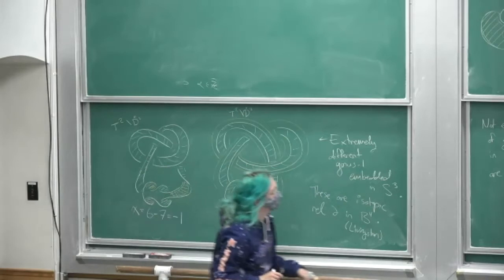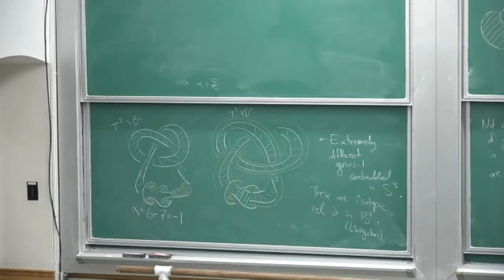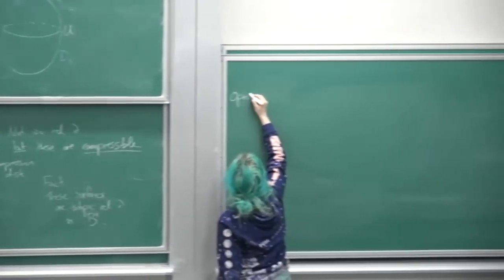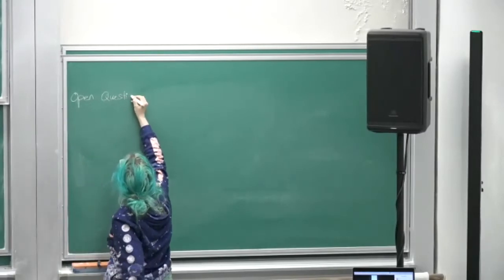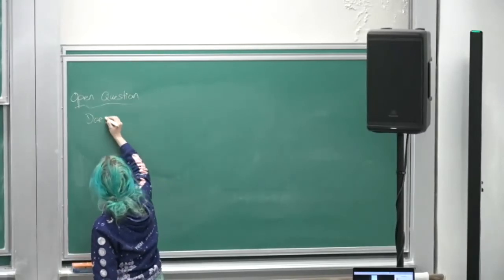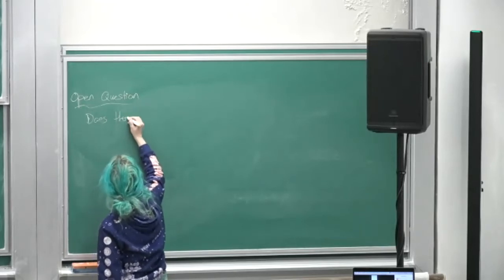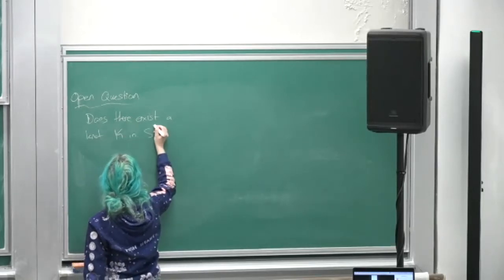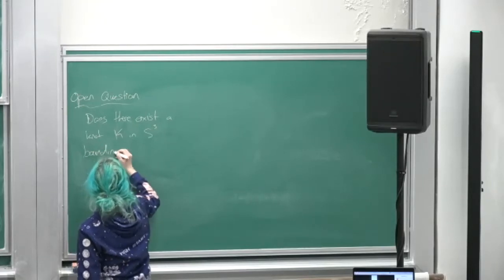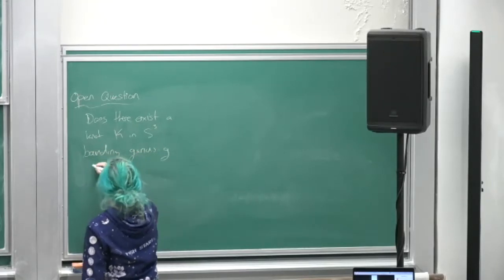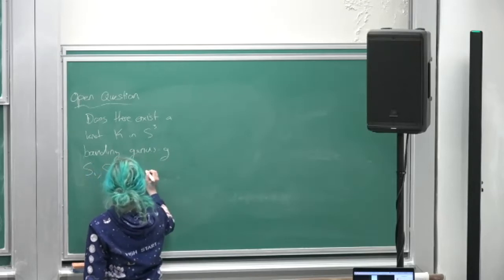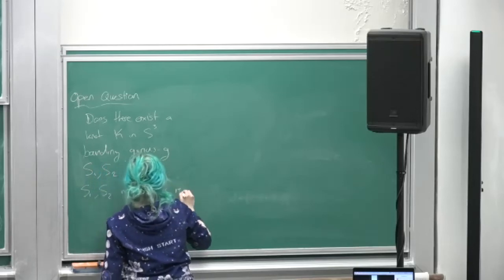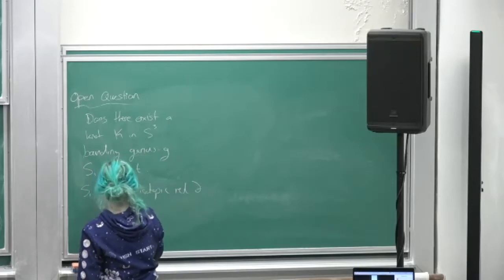And so in fact, it's an open question, which I think is really interesting. I'll erase that, because I want to leave this up for a while. So, an open question that I do not know how to answer. Does there exist a knot bounding two genus-g surfaces, which I'll just call S1 and S2, so that these surfaces are not isotopic rel boundary, even when you push them into the four-ball?